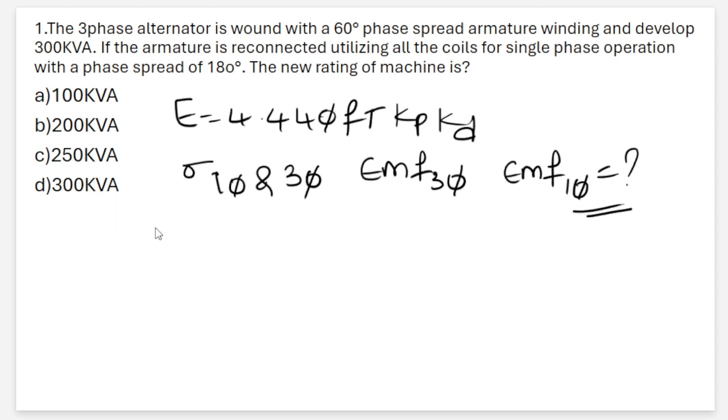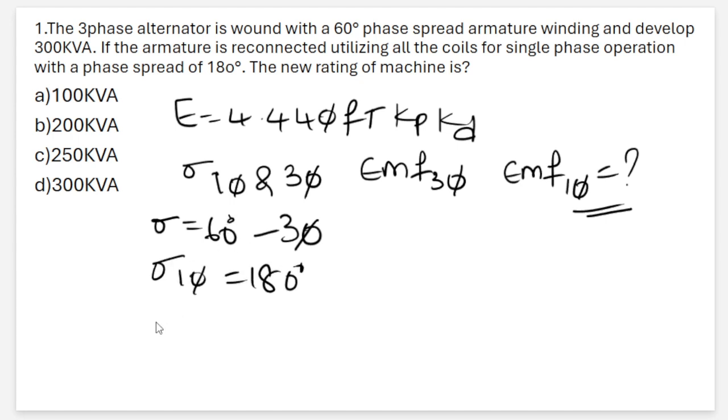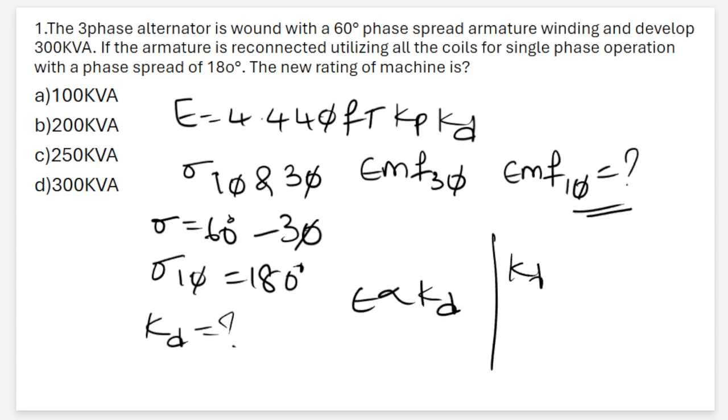Sigma is equal to 60 degrees for the three phase system. For the single phase system, sigma is equal to 180 degrees. We are using phase spread while calculating KD. Now calculate the KD value because E is proportional to KD. The formula of KD is equal to sine sigma by 2 divided by sigma by 2 into pi by 180.